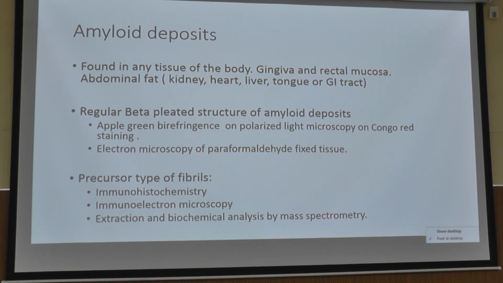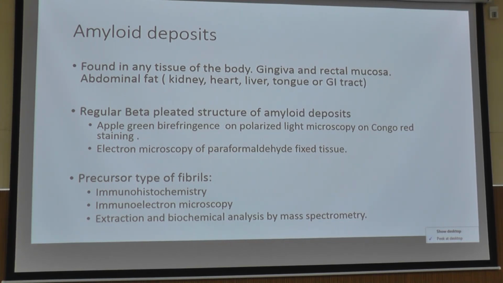Now, to identify the precursor type of fibrils, you need to combine them with antibodies, specific markers, immunohistochemistry or immunoelectron microscopy, or you can extract and find out by biochemical analysis with the help of mass spectrometry. So this will be the thing. First you identify whether it's amyloid or not. Then you identify what type.